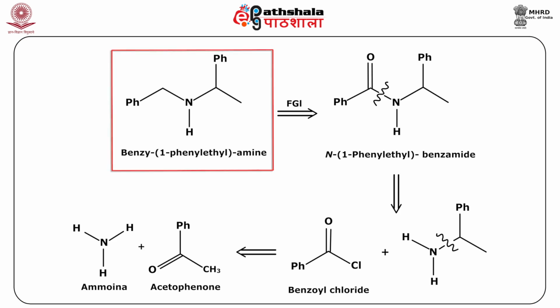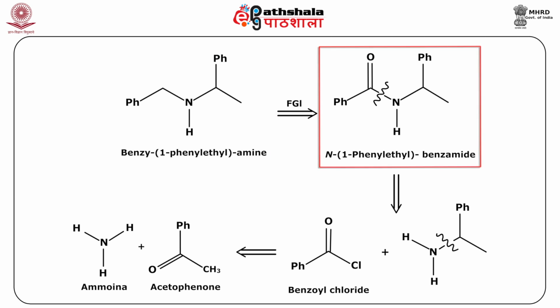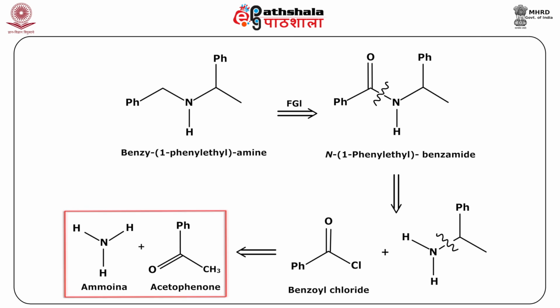The retrosynthetic analysis of N-benzyl 1-phenyl ethanamine is shown here in the figure. The functional group interconversion on the target molecule shows that this molecule can be synthesized from N-(1-phenylethyl) benzamide. Further, disconnection of N-(1-phenylethyl) benzamide is possible due to the cleavage of the carbonyl N-H bond. As a result, the reaction can be traced back to ammonia and acetophenone as the starting reagents.